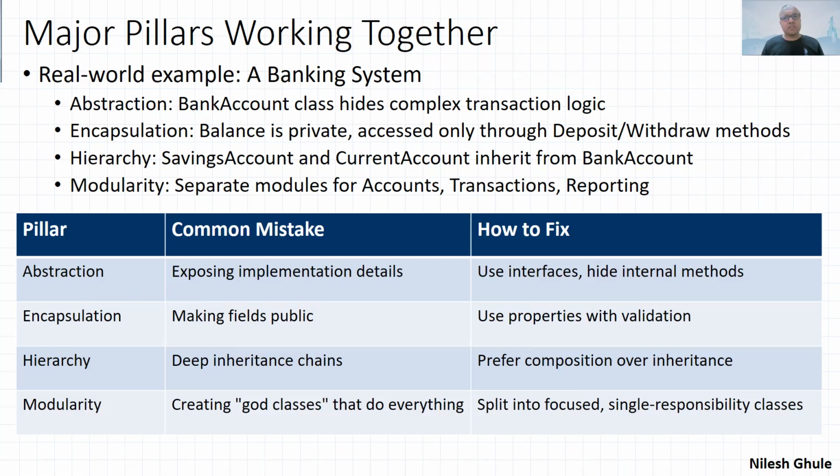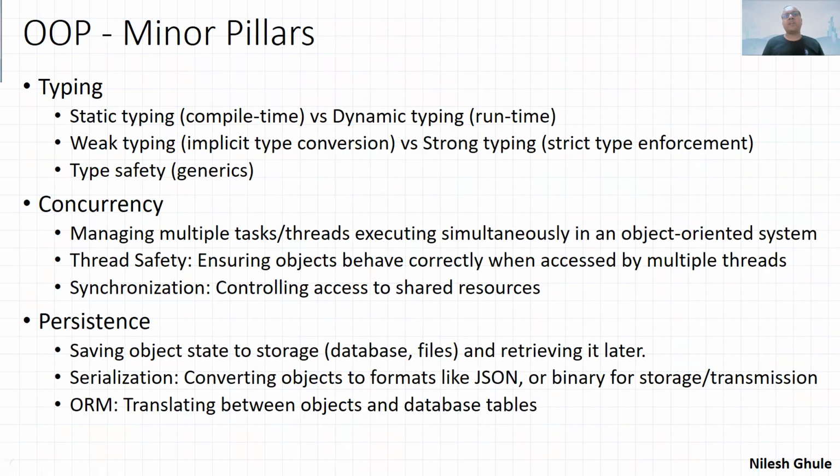Now that we have discussed the major pillars, let me give a very brief introduction to the minor pillars as well. As I said, these minor pillars may not be supported in all OOP languages. The first pillar is typing. Typing is related to data types. People typically talk about static typing or dynamic typing: whether your data types are known at compile time or understood only at runtime.